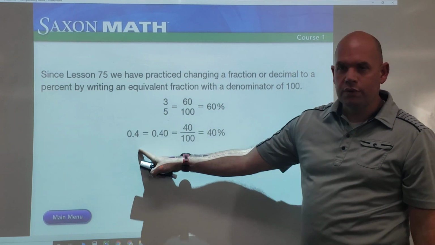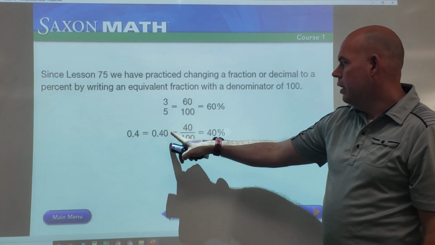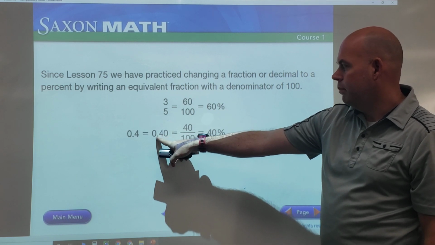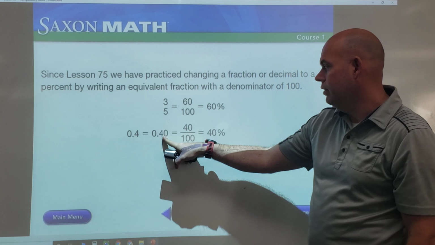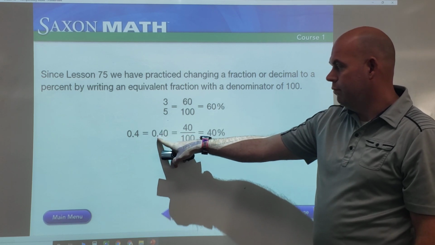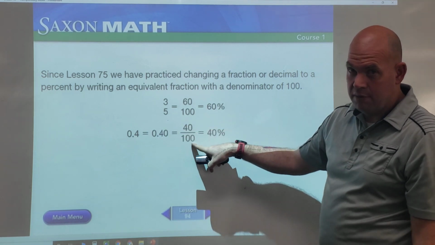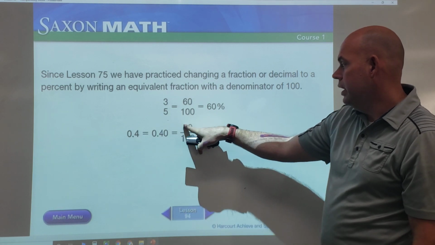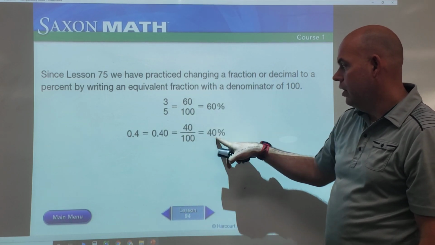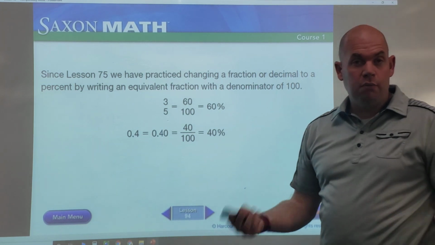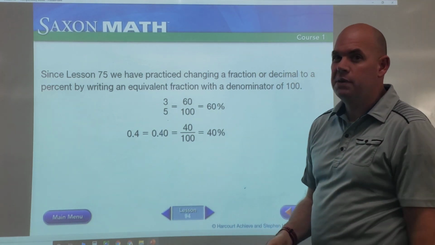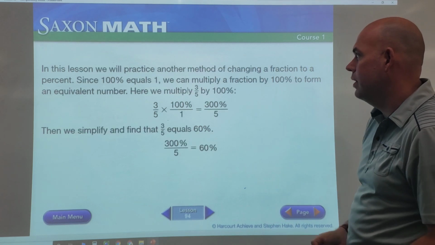We do that also with decimals. 0.4, we change that to 0.40 because that's to the hundredths decimal point. And then we know that the 40 goes on top and we have out of 100. So 0.4 is 40 100ths, which is 40 out of 100, or 40%. So that's what we've done. We'll review that a little bit today, but we're going to show you a new way to do that now.